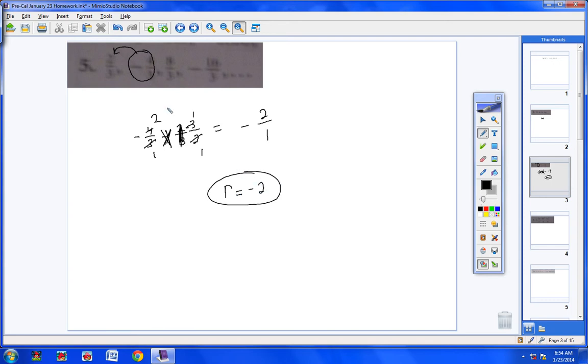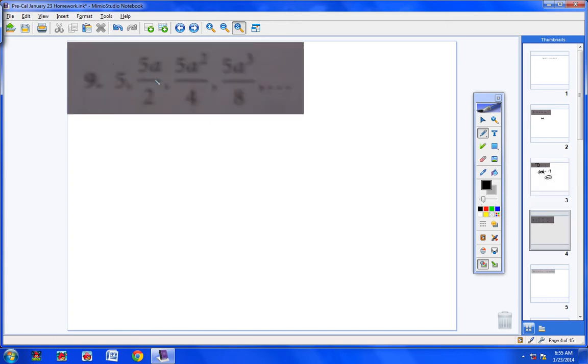And by the way, you can check that. If you take 2/3 times negative 2, you'll get negative 4/3. If you take negative 4/3 times negative 2, you'll get 8/3, and so on and so forth. Okay, number 9. Let's find the common ratio.